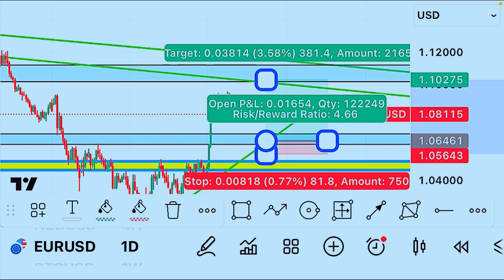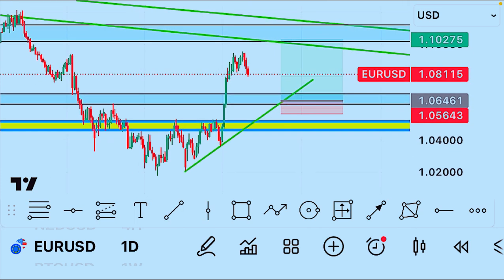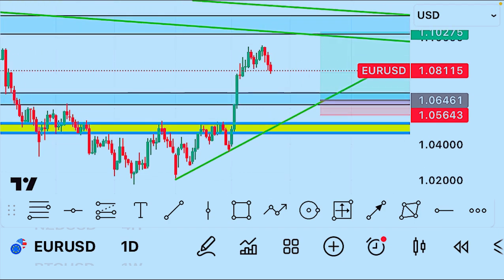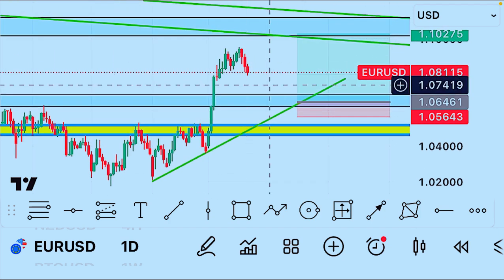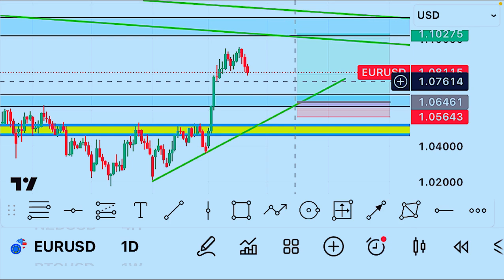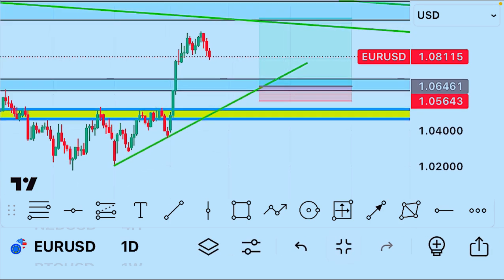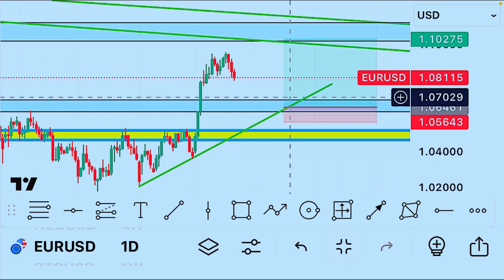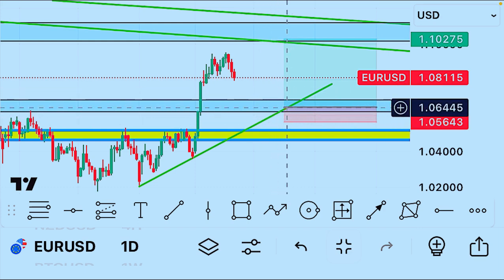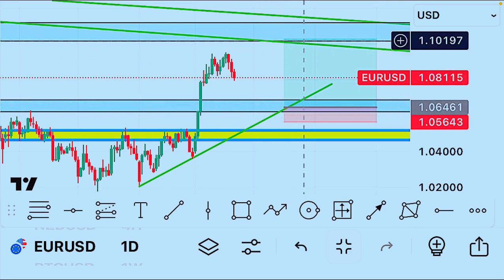So we are looking to make 381 pips. All right, so in the coming days, you might see a pullback into this area. If that happens, I'll be looking for a buy trade on euro at this demand area. Take profit at a round-off number of 1.1. So you're about to make like 381 pips on euro.